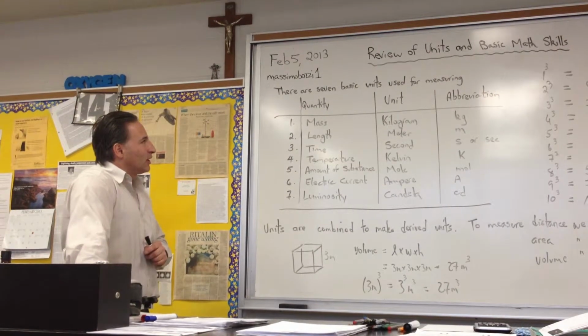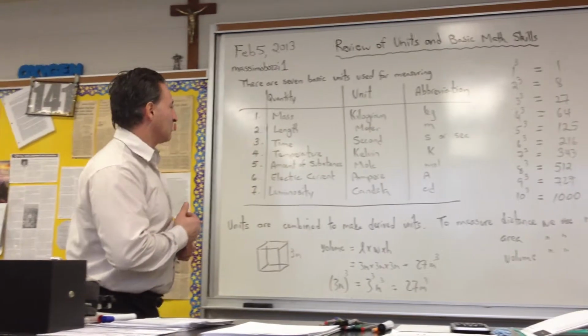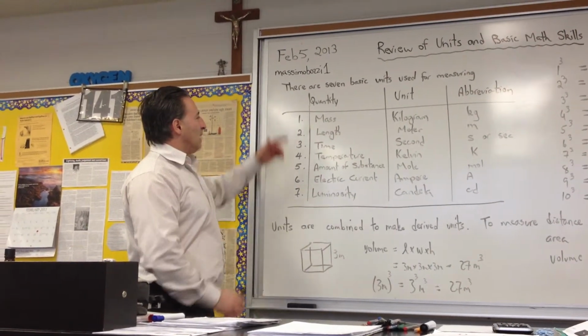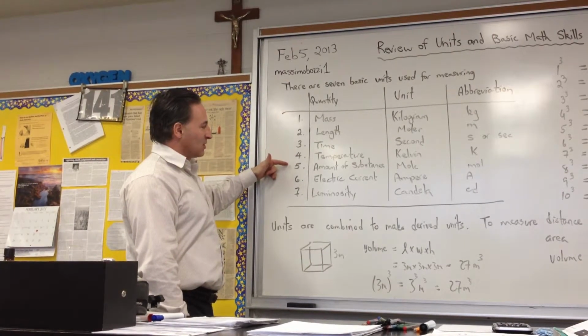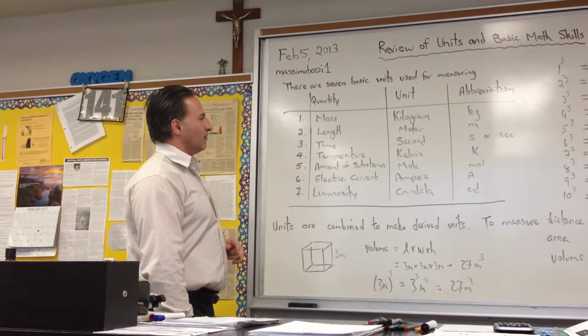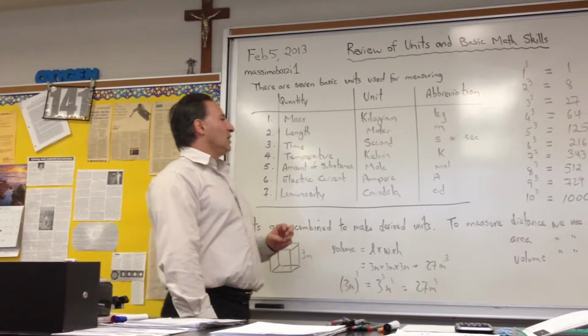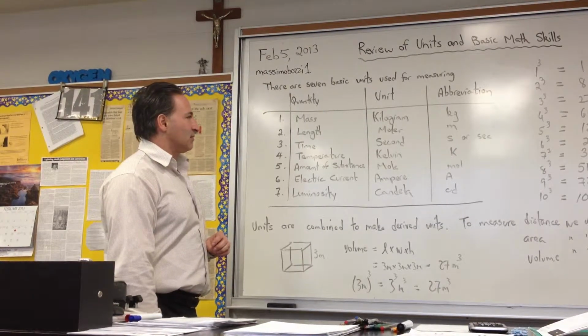Okay, today we're looking at a review of the 7 basic units used for measuring in the SI system. The ones that are most important to us are mass, length, and time, although we also have temperature, the amount of substance, electric current, and luminosity. The units for mass, length, and time are the kilogram, the meter, and the second. Their abbreviations are kg, m, and s.